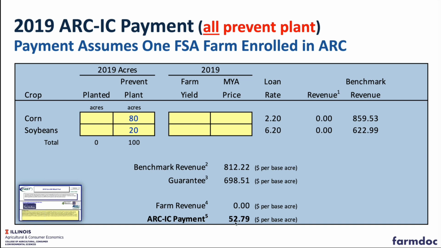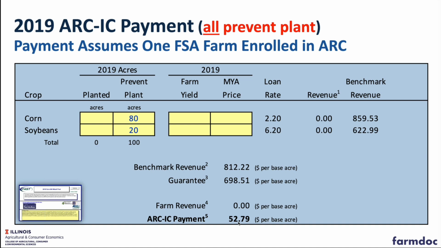And you get the maximum ARC IC payment, which is 10% of that, and we adjust it by the 65% payment factor. If you have total prevent plant, you will be hitting 10% of the benchmark revenue times 0.65, and we often see those payments above $40 per acre in this state. So, all prevent plant.